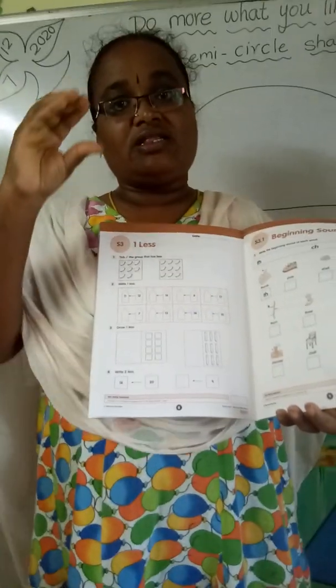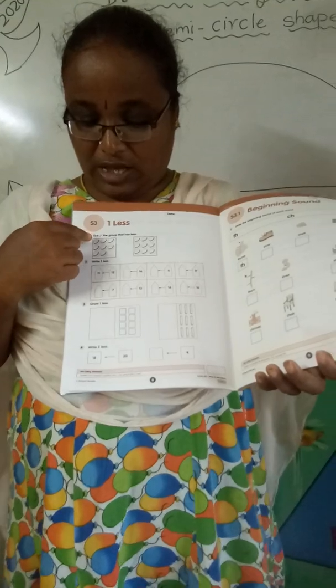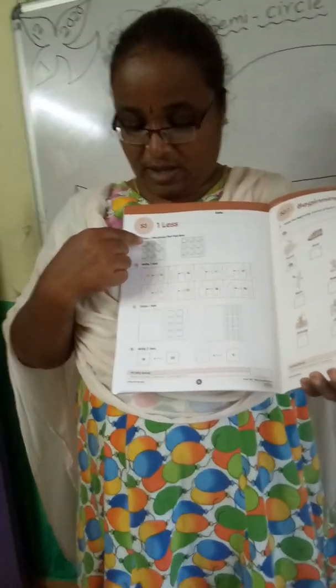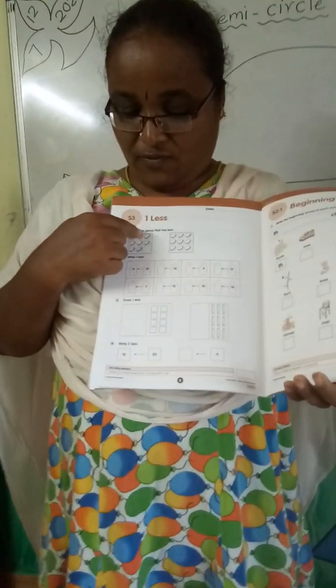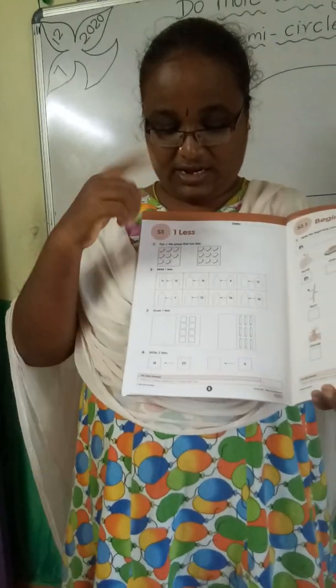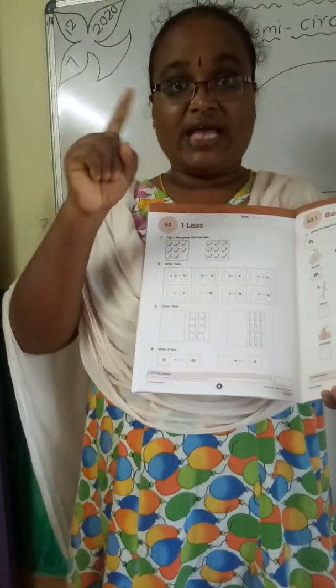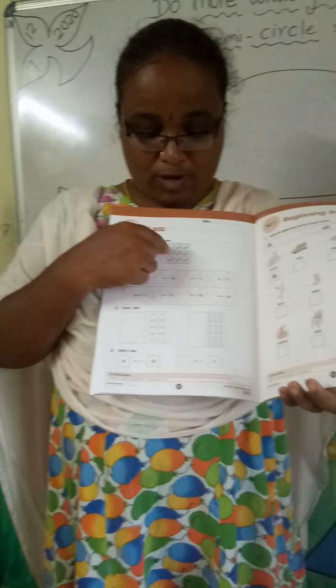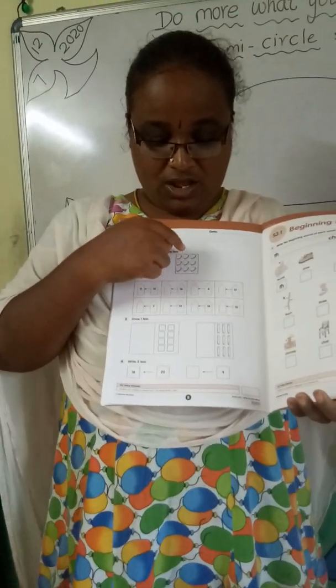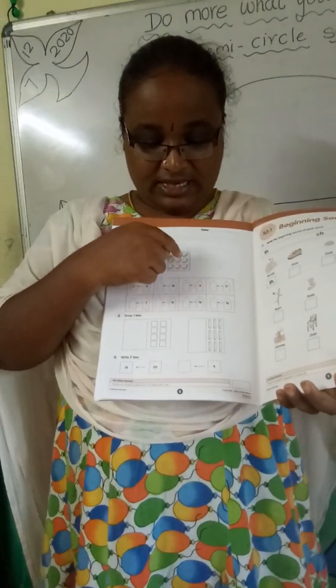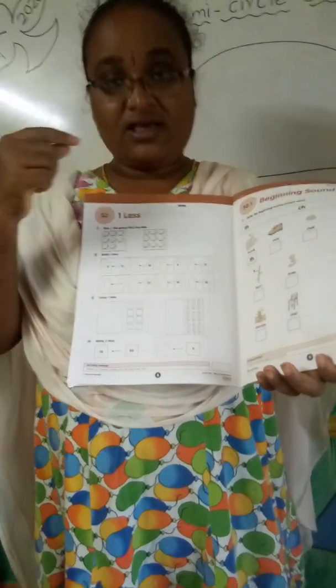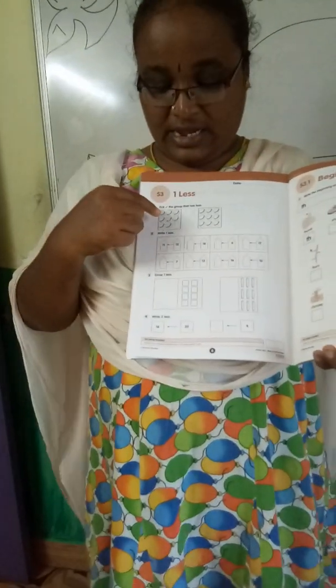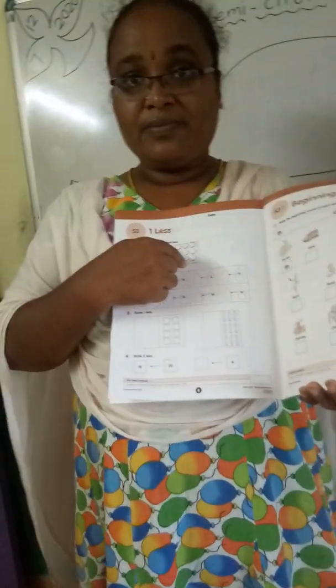So less means என்னது, கம்மியா இருக்கிறது. So count the ball inside the box. 1 2 3 4 5 6 7 8. So first box is 8 ball is there. In the second box 1 2 3 4 5 6 7 8 9. Which is less ball here, 8 or 9?